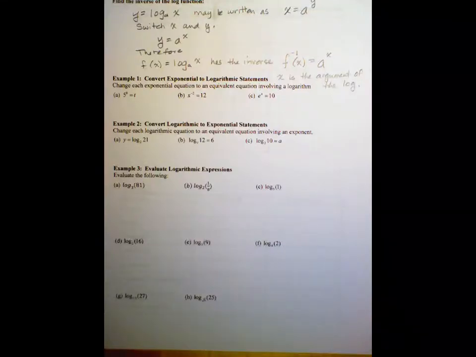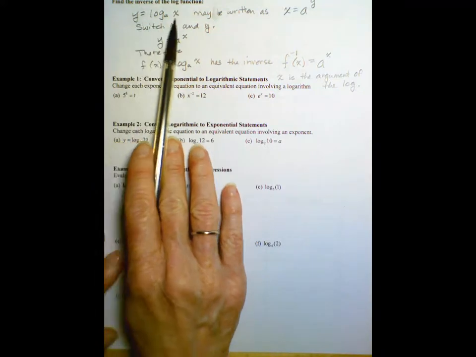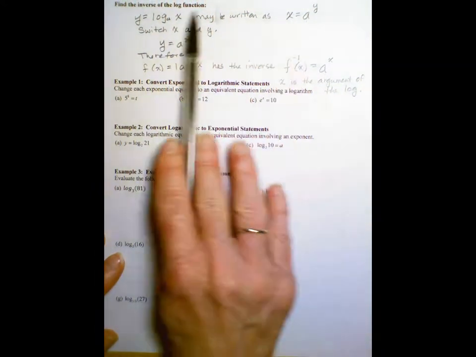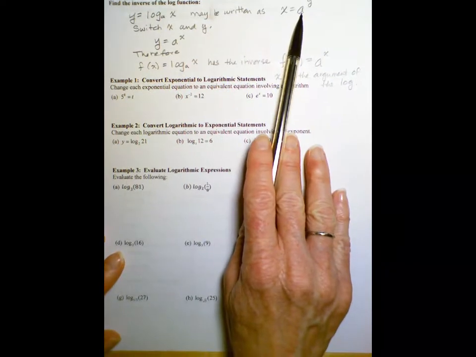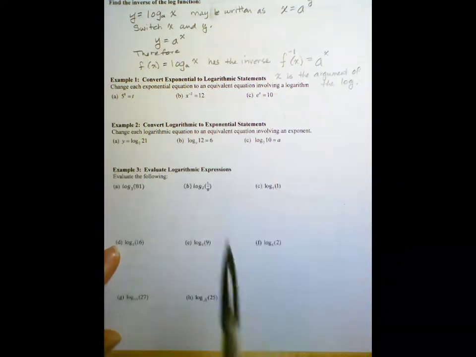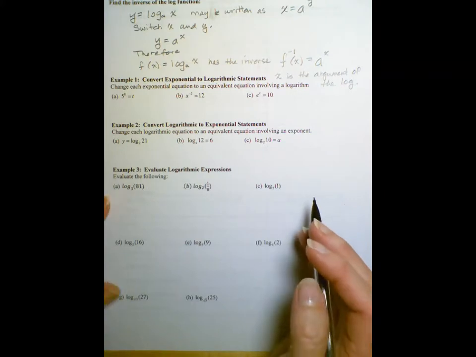We're continuing with section 6.4 on logarithmic functions, and now we're on example 1 to convert exponential to logarithmic statements. So we've seen that we can write the log this way, but we can also write it in exponential form this way. They are equivalent. So let's practice that here. We want to be able to go back and forth very fluidly and that's what this is going to help us practice.